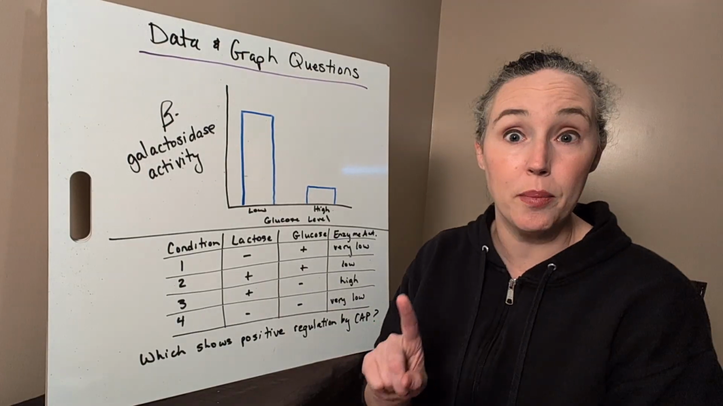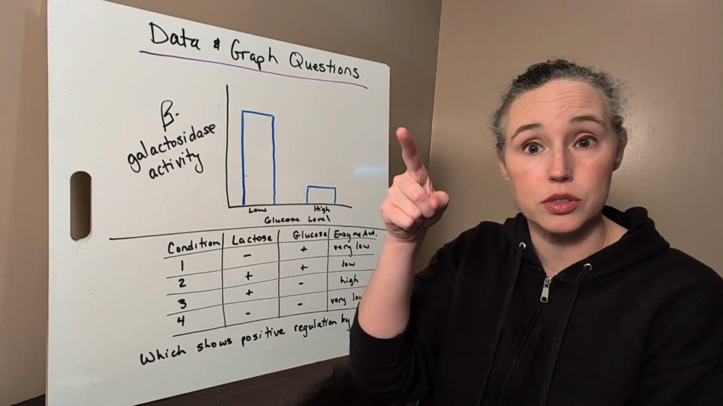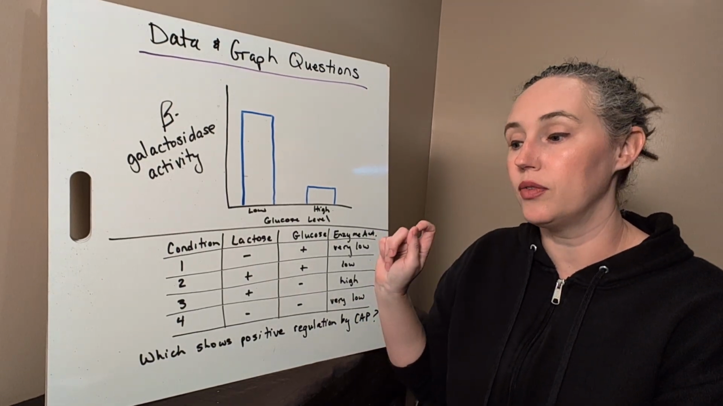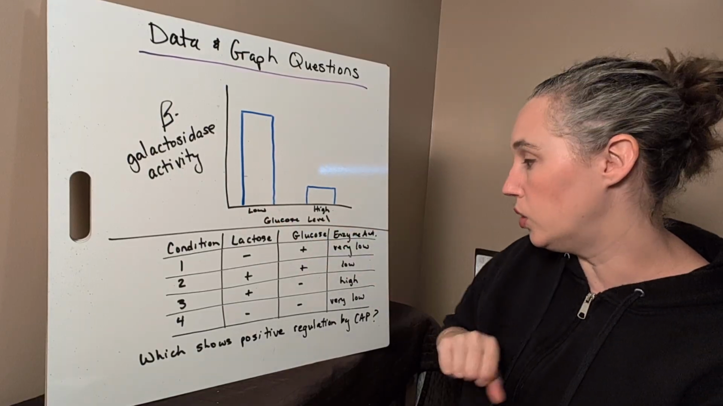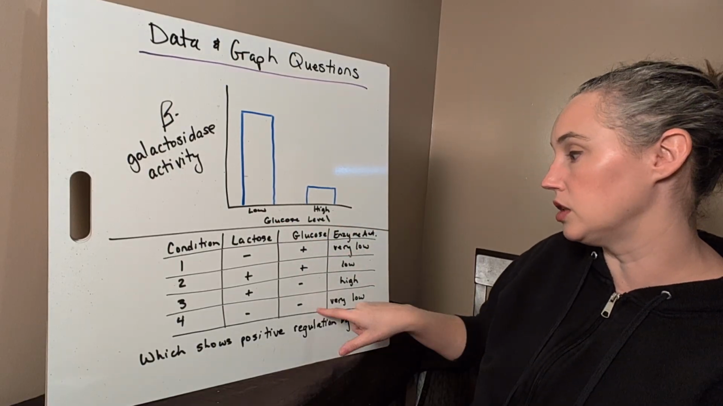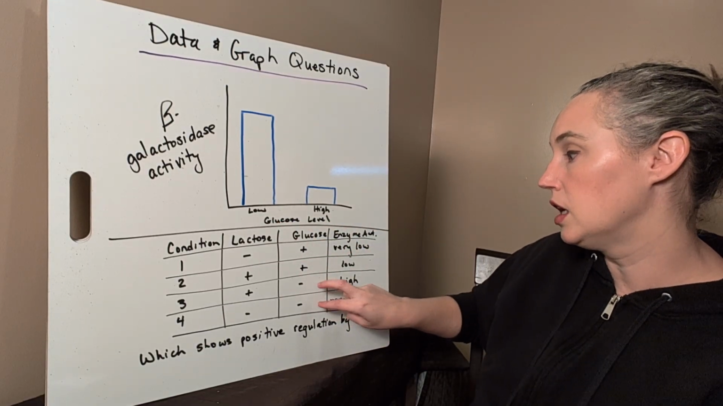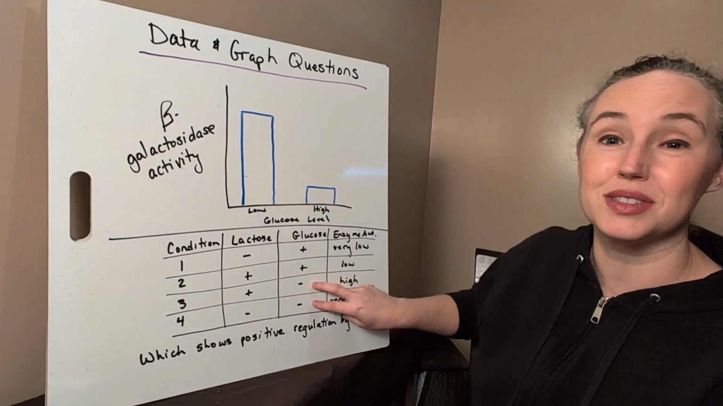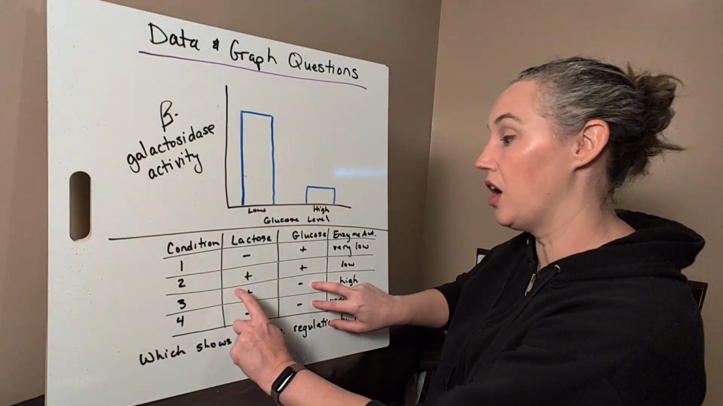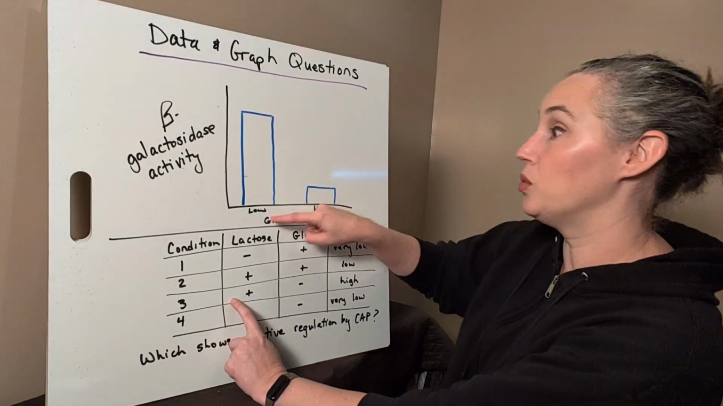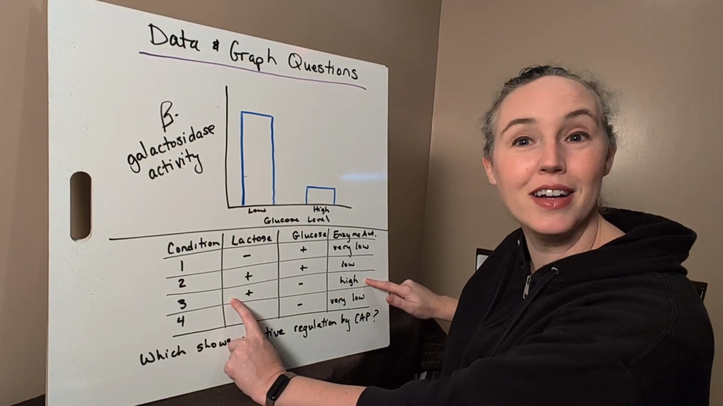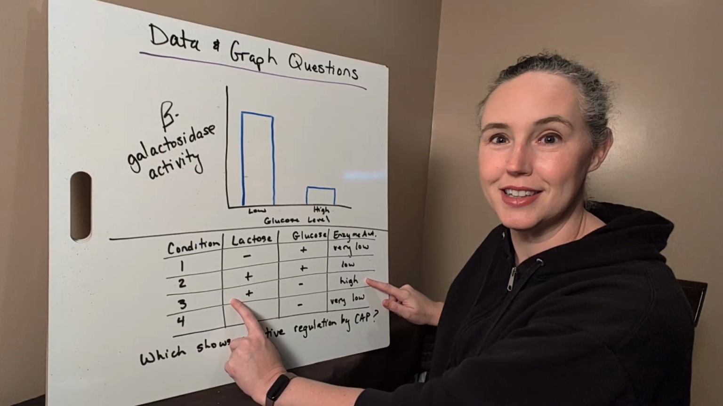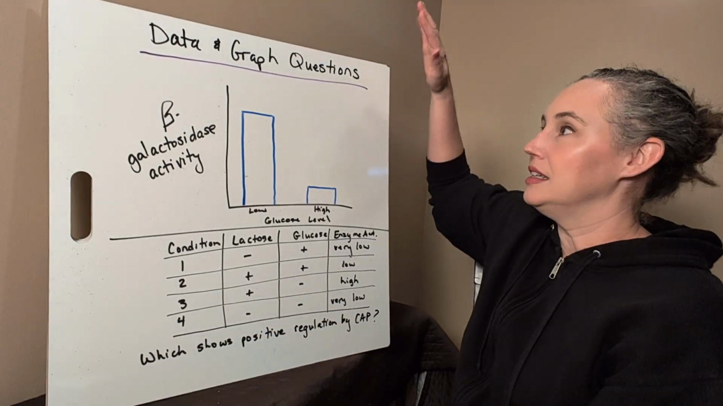So CAP, we know, has to do with glucose. It's when glucose is low, so that's going to be minus. And lactose does have to be present for our operon to be on. Then we're going to get high enzyme activity or enzyme transcription, and then hopefully activity.